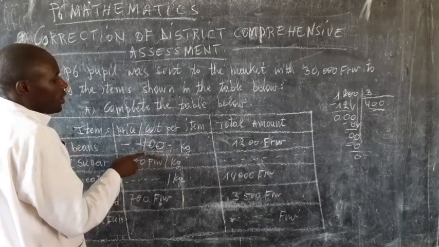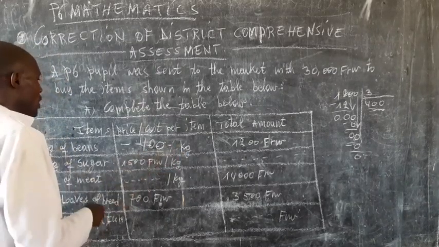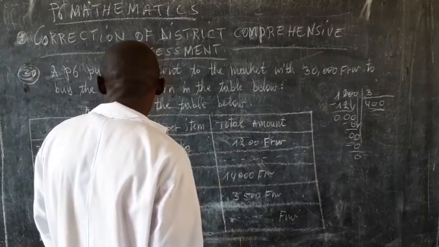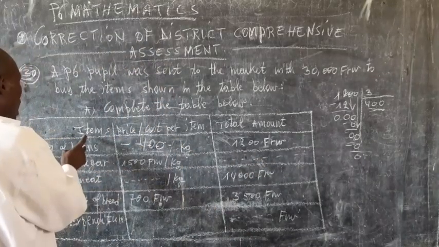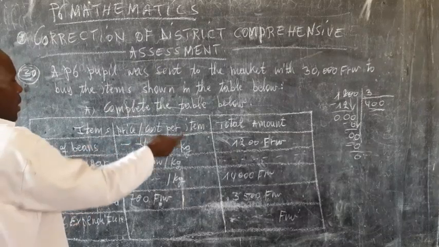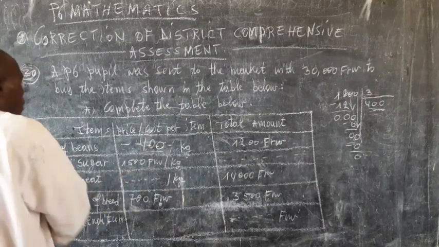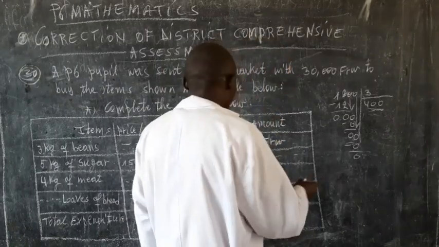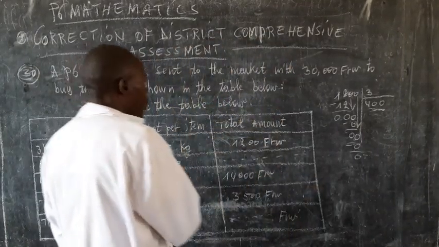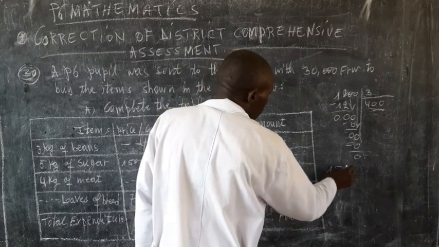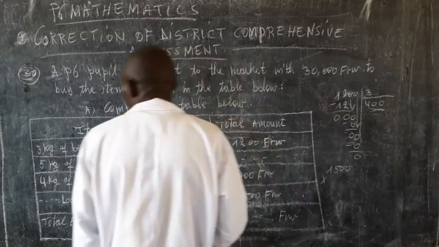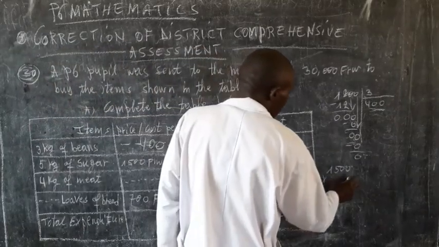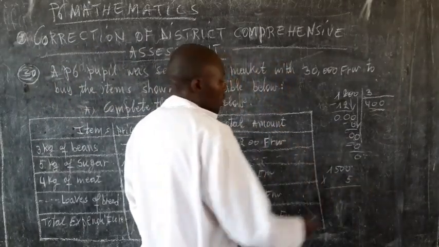This is 400 kilograms. Now, total amount. How to find out the total amount? We're going to multiply number of items and cost per item. This number multiplied by this one. So, we may take 1,500 times 0, multiplied by 5. By 5 as I told you.